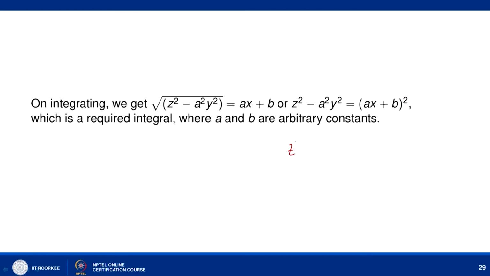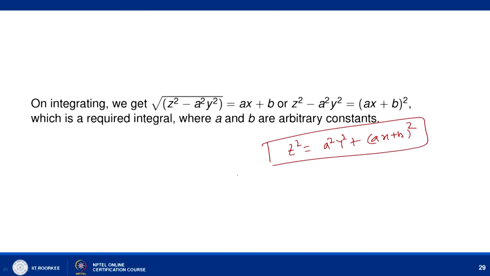So we can write down the equation z square is equal to a square y square plus ax plus b whole square, and this involves two arbitrary parameters. So we call this a two parameter family of solutions of the PDE which we have discussed, and you can check that this is a complete integral of our first order nonlinear PDE. So I hope that now things are a little bit clear.